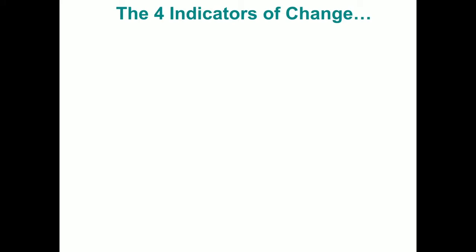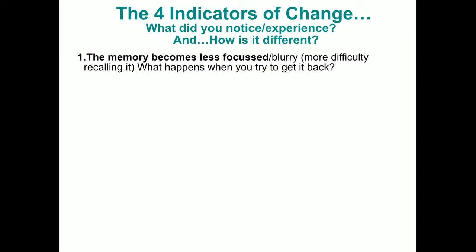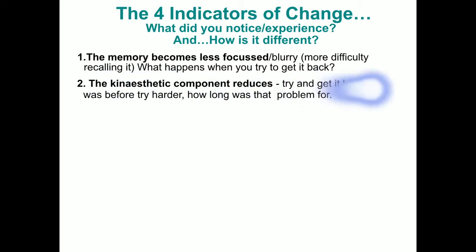And these are the four indicators of change. This is what we're looking for to see that this is a good process for a particular person you're working with. First, the memory becomes less focused, blurry. Somebody had it go blurry around the edges, didn't we? So the memory changes its quality in some way. Second, the kinesthetic component reduces, so that feeling that was a 6 out of 10, for example. And if we're working with people with big issues, we're going to be working on 10 out of 10s. We're looking for a drop in the intensity of that kinesthetic feeling.